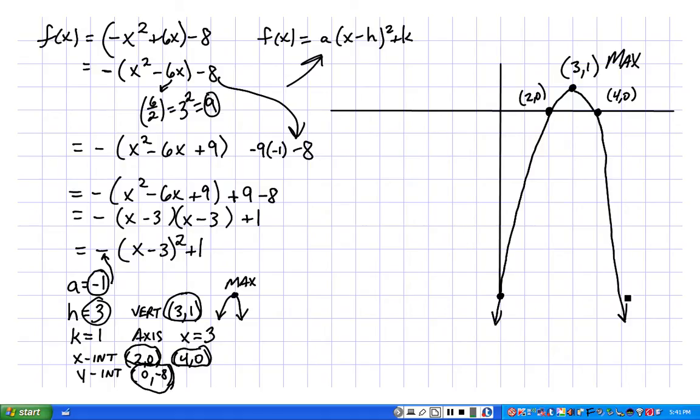Alright, we know our axis is at x is 3 because the h in our vertex is 3. So our axis is that line right there. That's our axis.